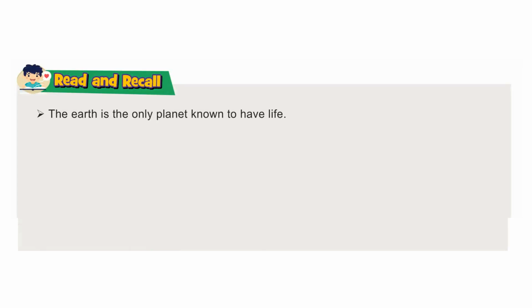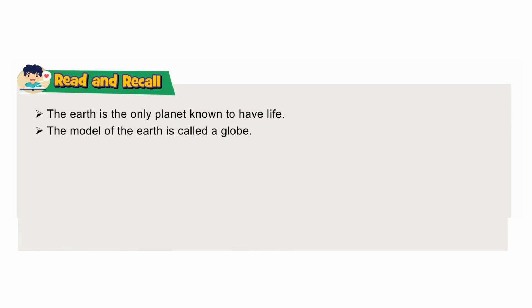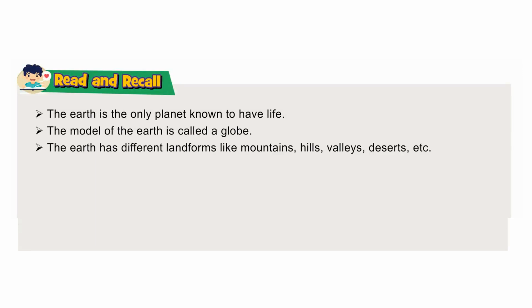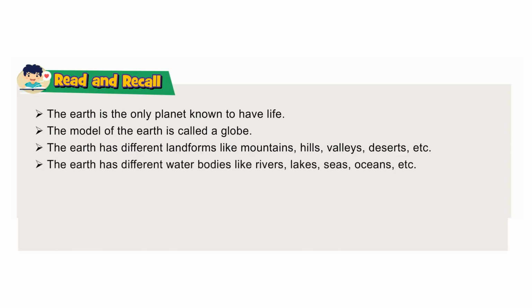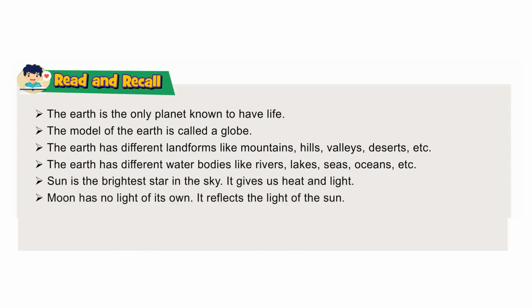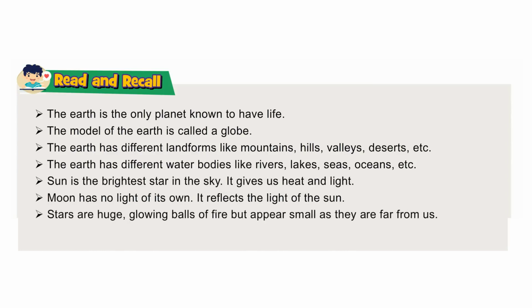Read and recall. The Earth is the only planet known to have life. The model of the Earth is called a globe. The Earth has different landforms like mountains, hills, valleys, deserts, etc. The Earth has different water bodies like rivers, lakes, seas, oceans, etc. Sun is the brightest star in the sky. It gives us heat and light. Moon has no light of its own. It reflects the light of the sun. Stars are huge, glowing balls of fire but appear small as they are far from us. A group of stars that form a pattern is called a constellation.